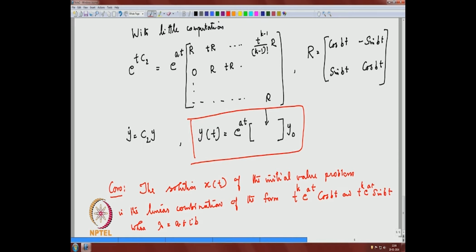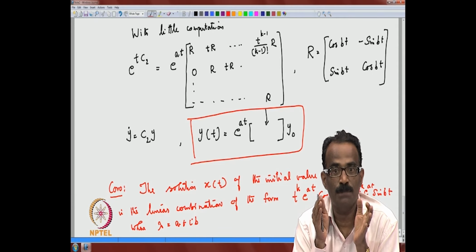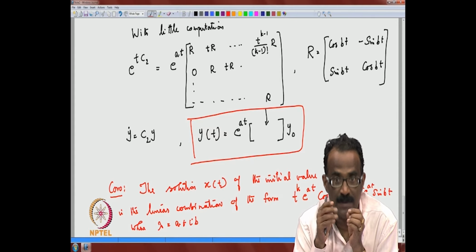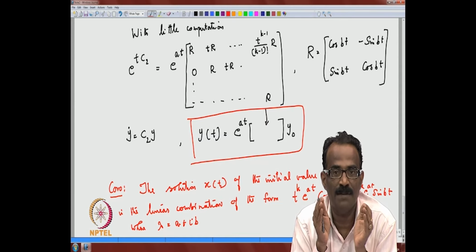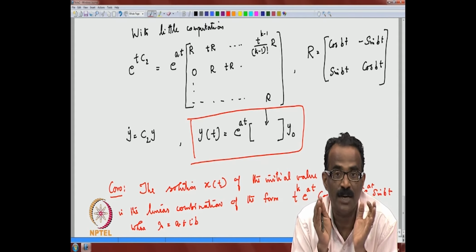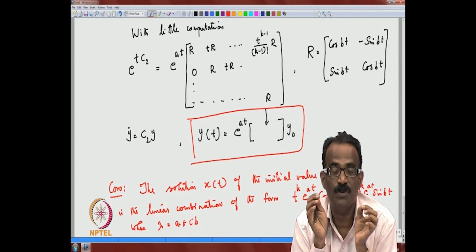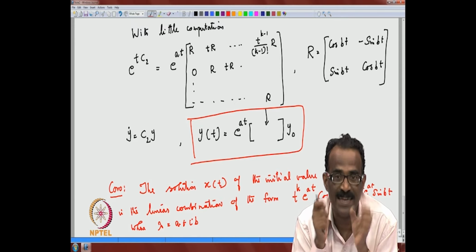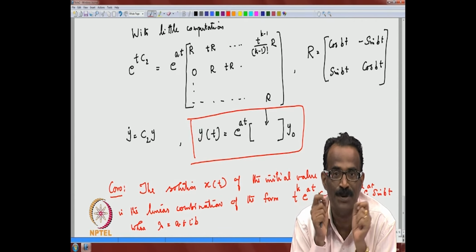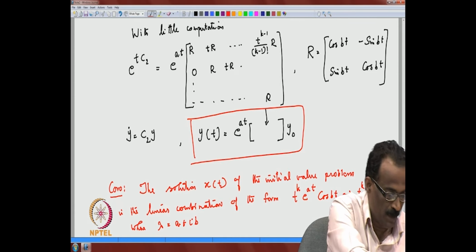So you know that only the expressions of the form t power k, e power a t, cos b t or sin b t are available, and so you can immediately see that stability can occur only when a is negative for all the eigenvalues. If any one of the eigenvalues has a real part greater than or equal to 0, you do not have stability. So x(t) goes to 0 only when the real parts of all the eigenvalues are negative. In that case, it goes to the origin exponentially because there is an exponential term, and that is the one remark.